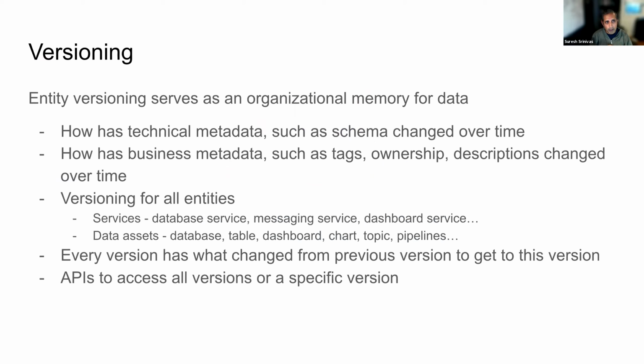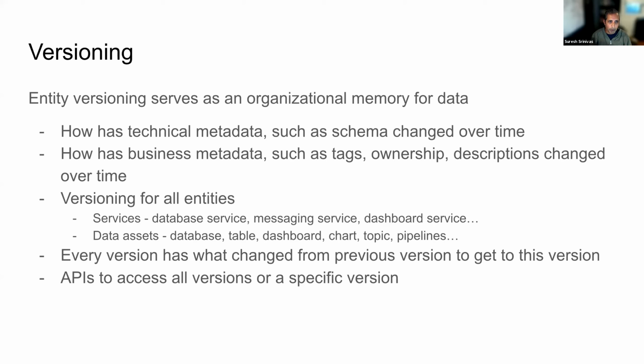So a few examples, right? Technical metadata, like the schema of a table, the number of charts in a dashboard, the number of features in, let's say, an ML feature group, the number of tasks in a pipeline. It can change over a period of time. These are all technical metadata. So that results in a version change, and it's kept track of how things have changed. Also, other business metadata, right? People provide tags, ownership changes, description changes over time. All of this is also versioned.